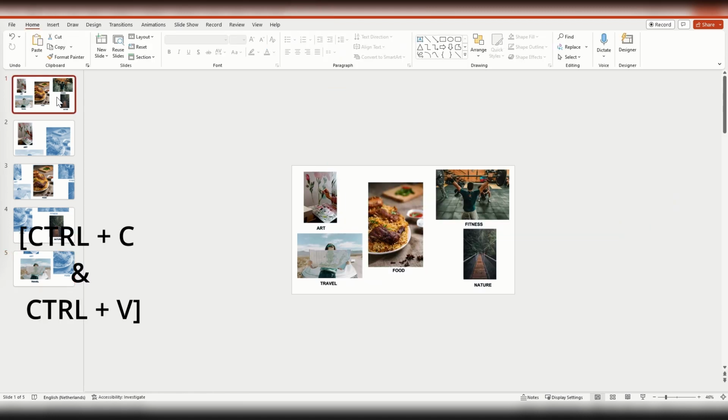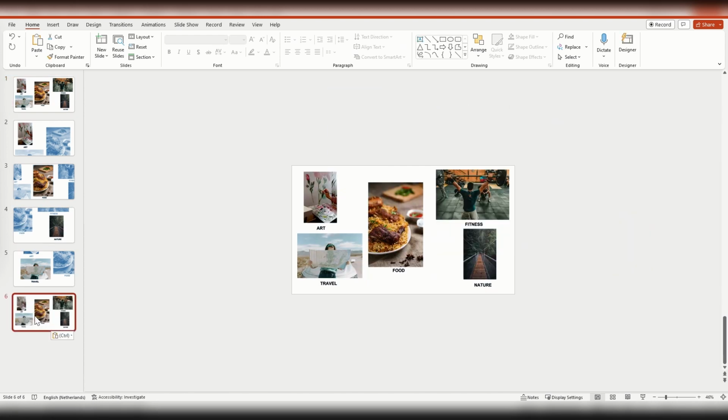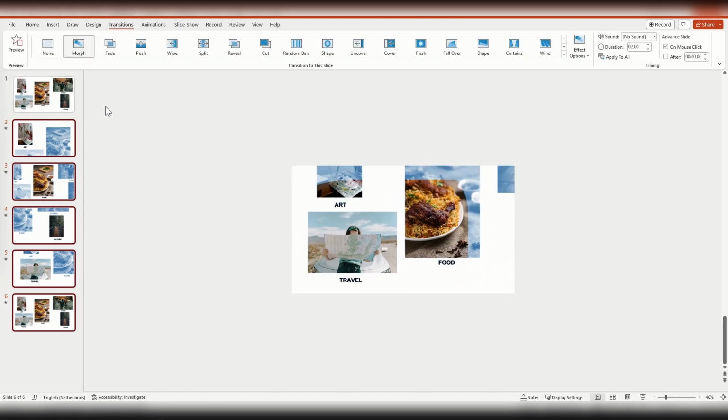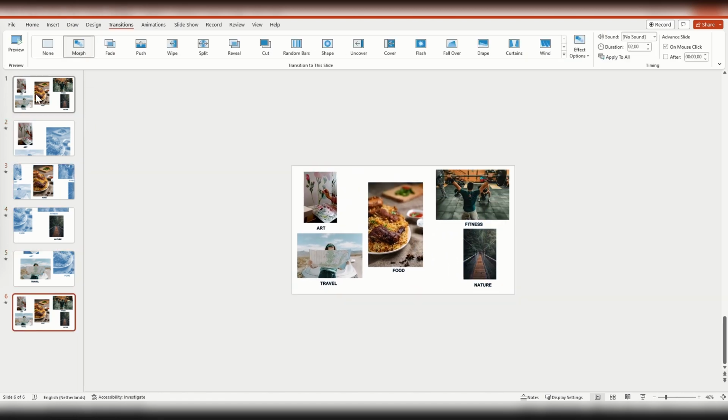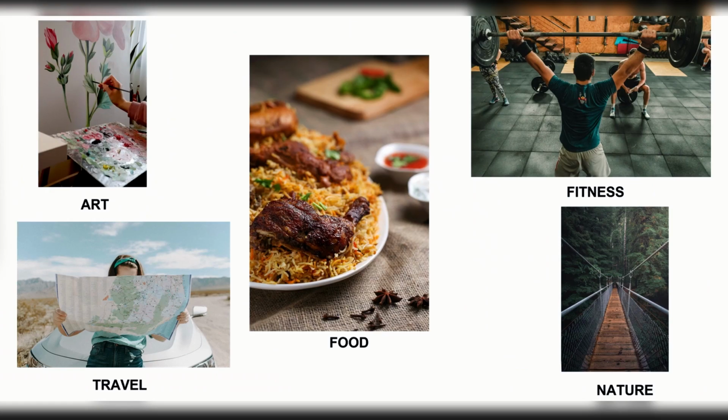Once this is done, let's copy the first slide and paste in the last as we did in the previous videos. Now I am selecting all the slides from number 2 and adding morph transition. One can also adjust the morph transition time on the top right corner. By default, it is 2 seconds. Let's go to slideshow and see what we have achieved.